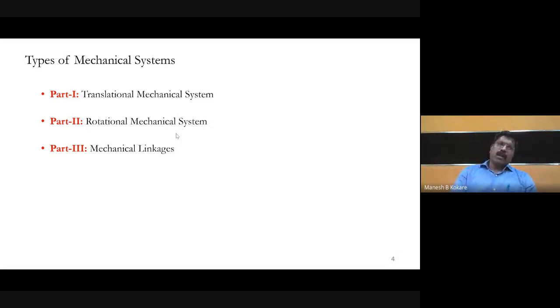Another thing is that there may be linkages, like a gear system, which basically transfers motion. That is called mechanical linkages. But from the electronics side, we'll concentrate only on this for understanding purposes, because our subject is the fundamentals, or basic subject, of control systems. So we'll limit our study up to the rotational and translational mechanical systems.